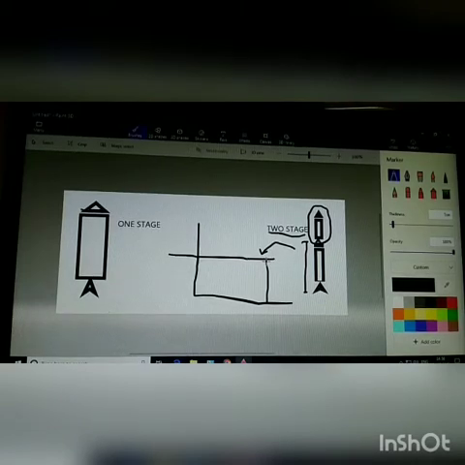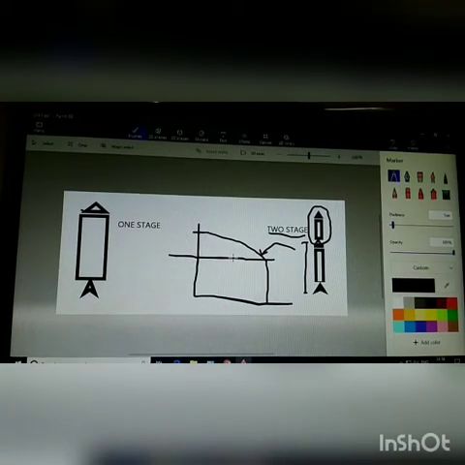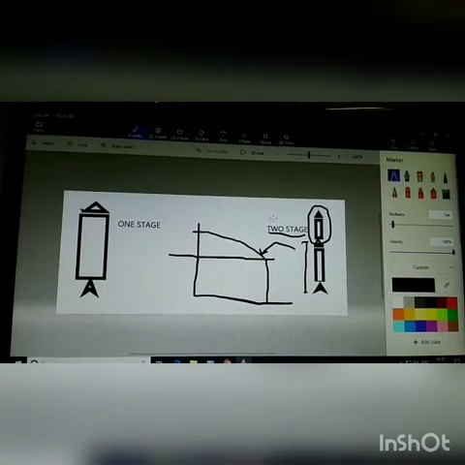maneuvers. From here, the second stage will make the orbiting maneuvers, which is for delivering the payload to a certain orbit, like a satellite, or for docking some supplies to the ISS. So this is how a two-stage rocket works.